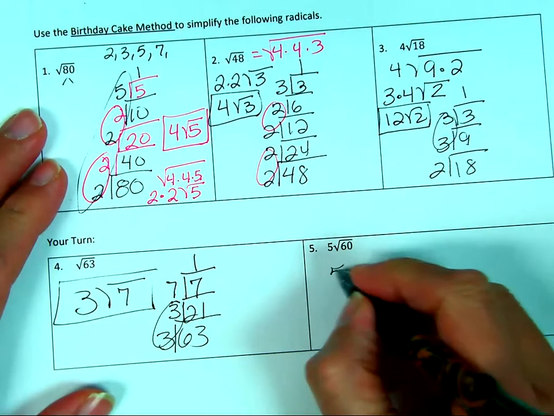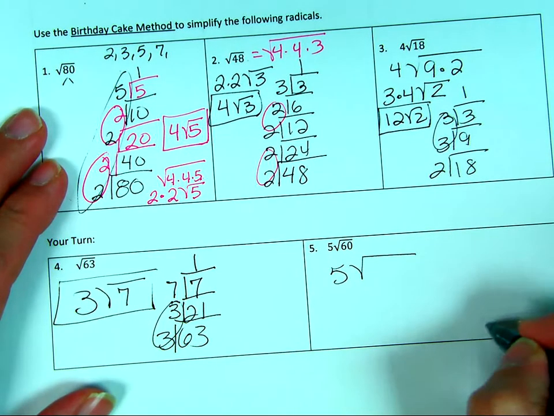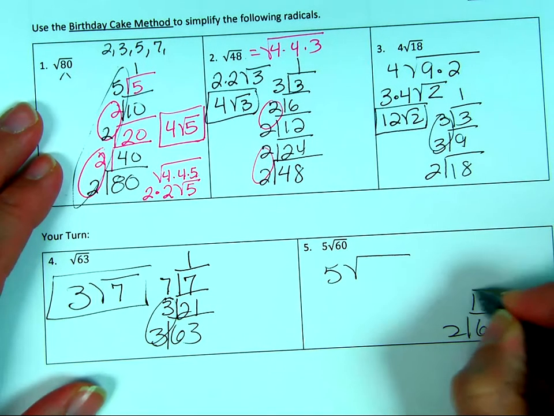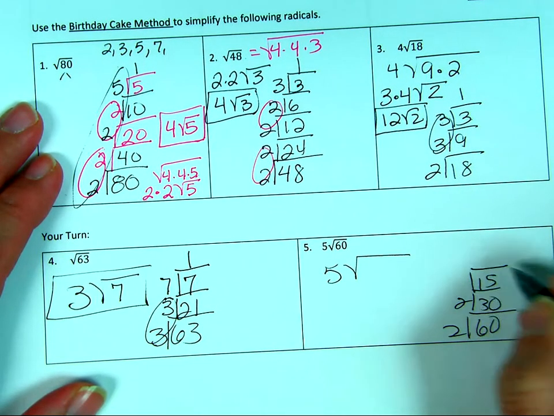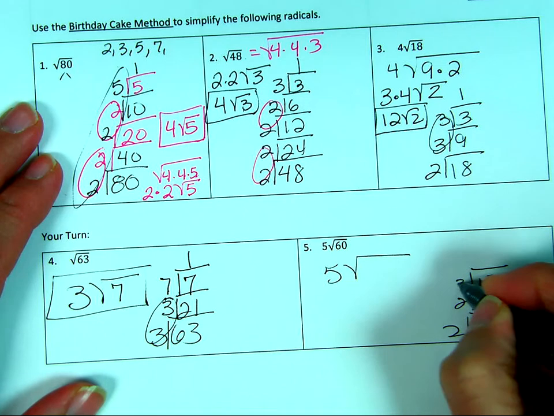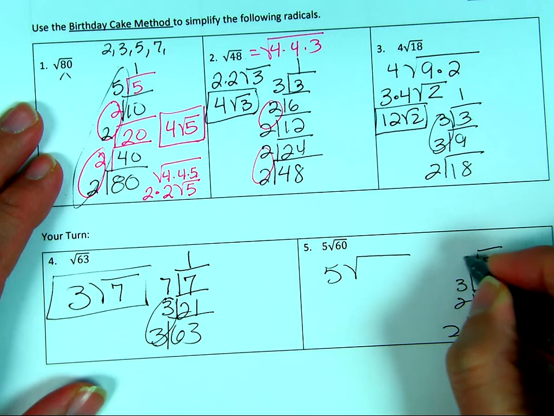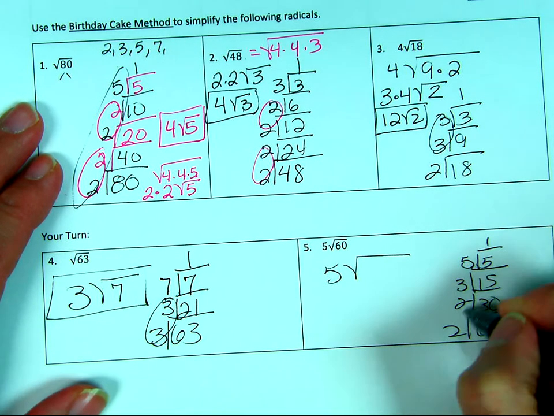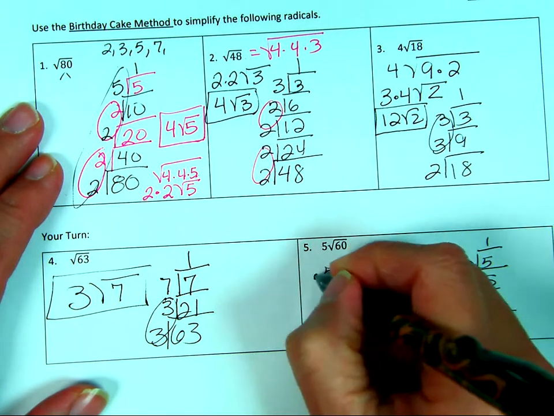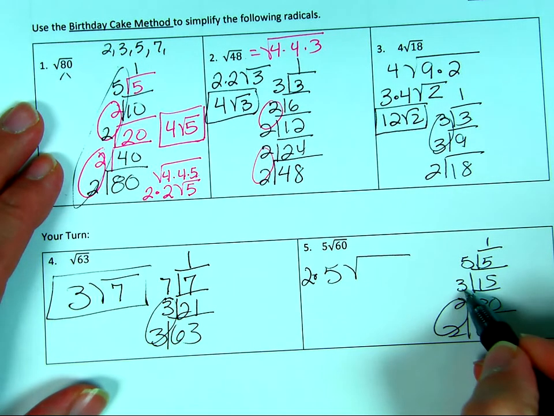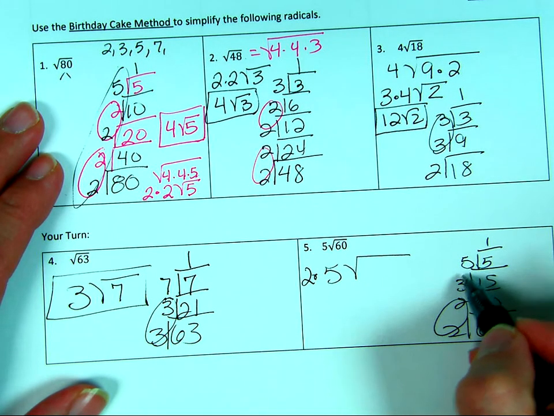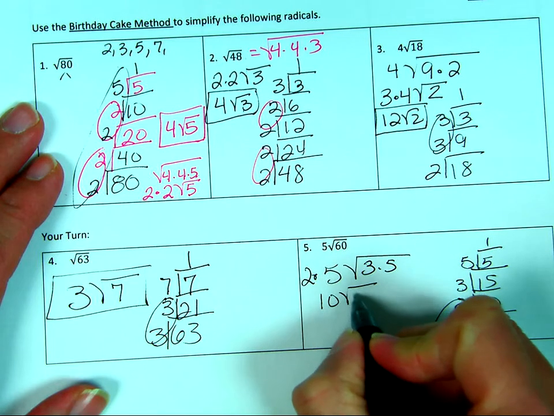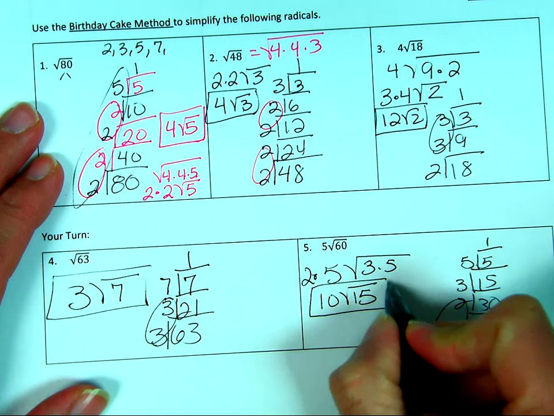Okay, 5 times the square root of what? Okay, 60. 2 goes into 60 30 times. 2 goes into 30 15 times. 2 doesn't go into 15. 3 goes into 15 5 times. And 5 finally goes into 15 1 time. Birthday candle, I'm all done. There's my 2s. That means 1 jumps out here. I don't have 2 3s, and I don't have 2 5s. That means they have to stay inside here. So I end up with 10 square roots of 15 as my answer, my simplified answer.